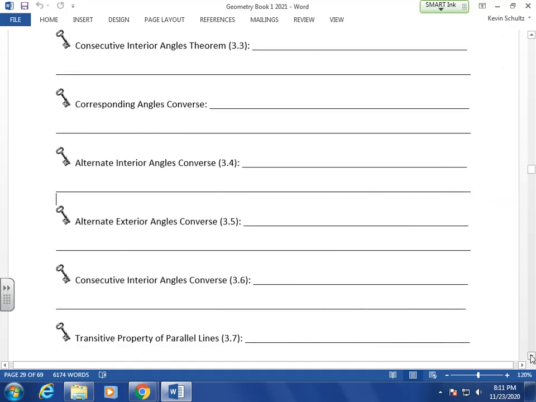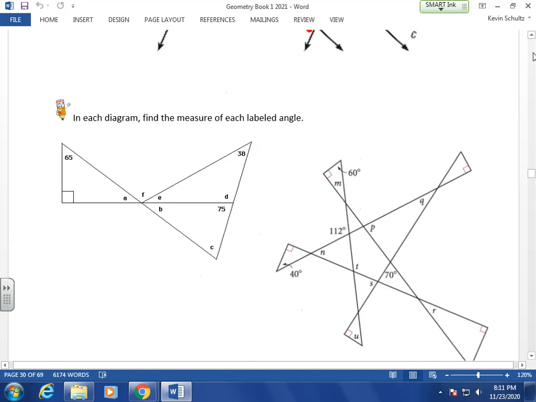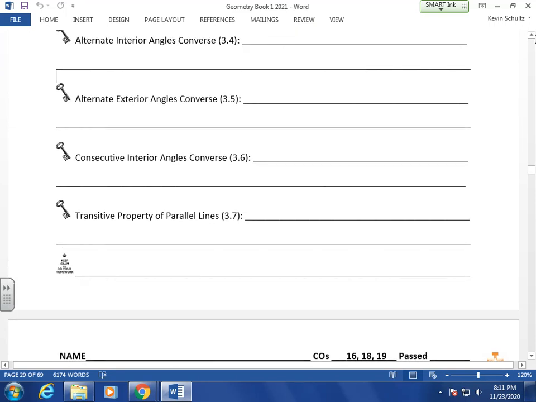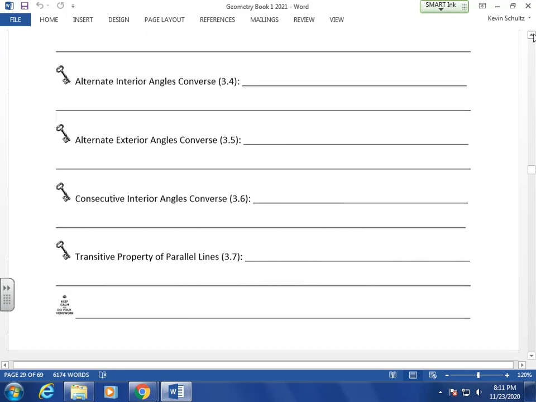Let's go up to the top. Oh, too far. Too far. Why is no one surprised that that happened?